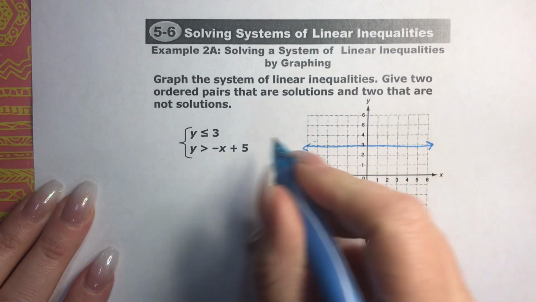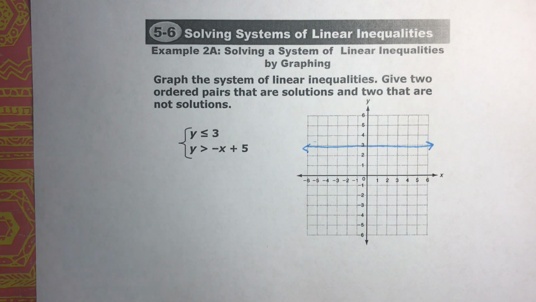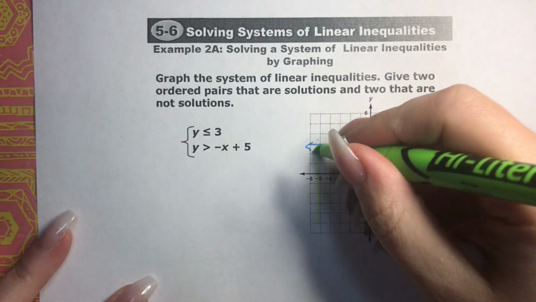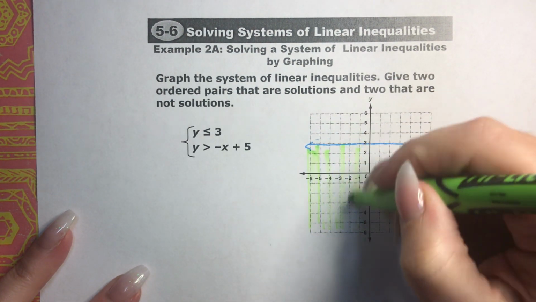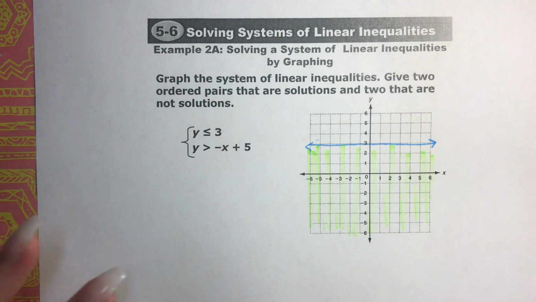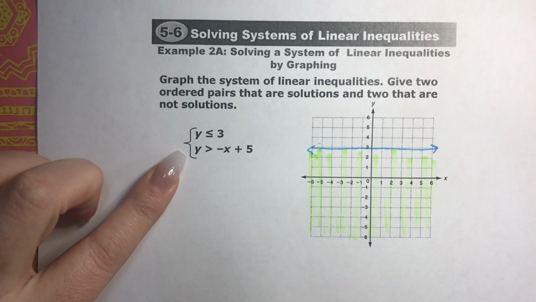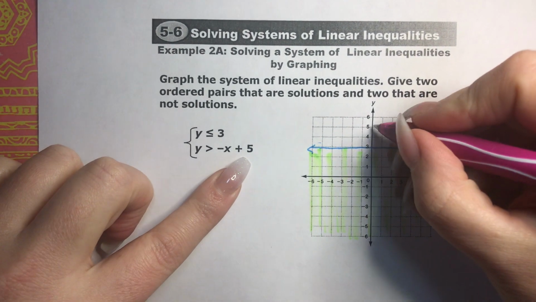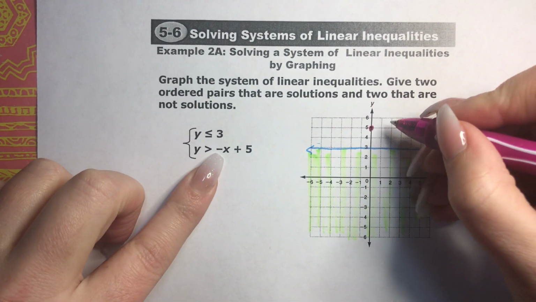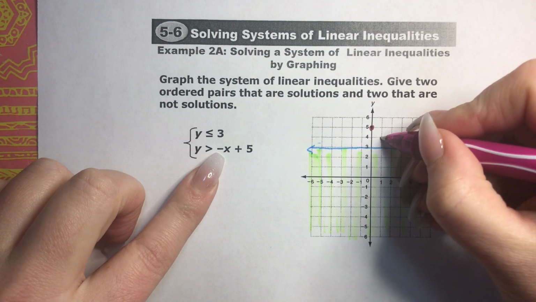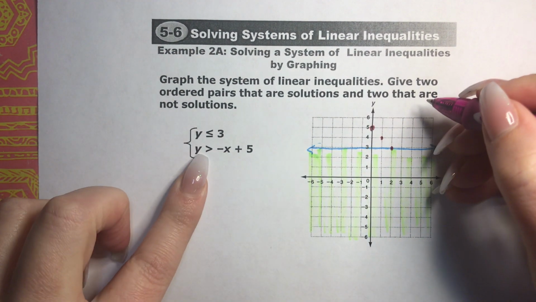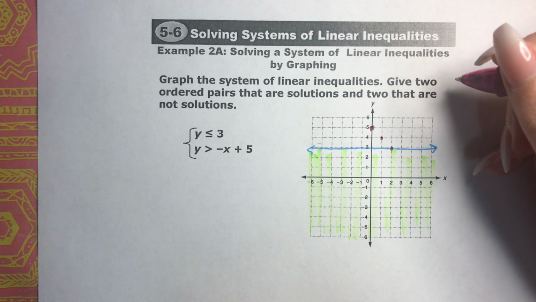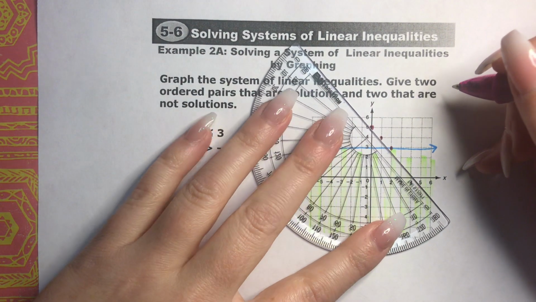So there we go. And then it's less than, so we are going to shade everything below this line. So everything down here, y is less than. Now let's go ahead and graph the next one. We have the y-intercept being 5, so we're going to go up to plus 5, and then our slope is -1, so it's going to be down 1 over 1, down 1 over 1. This is not equal to, so we're going to be dealing with a dashed line here.